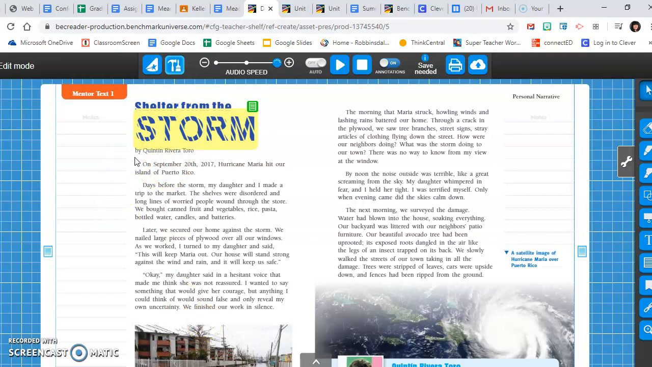On September 20th, 2017, Hurricane Maria hit our island of Puerto Rico. Oh, the word our tells me that this is written in first-person point of view. I, me, my, our. And I also know that the author is writing about his experience.